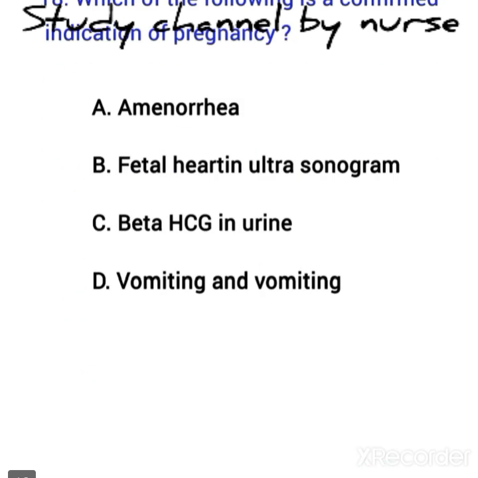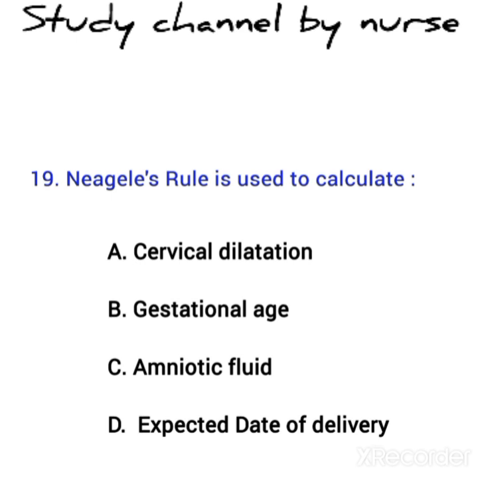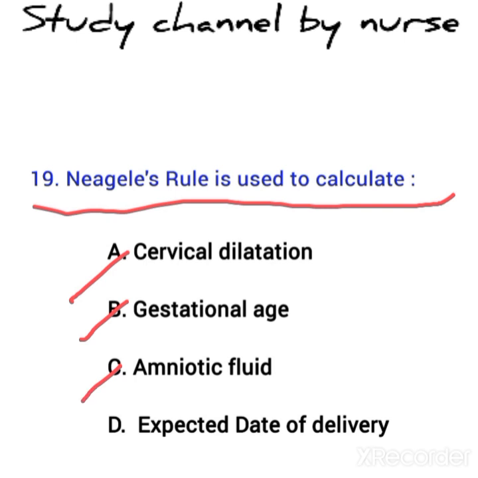Next, question number 19. Naegele's rule is used to calculate option A cervical dilation. Option B gestational age. Option C amniotic fluid. Option D expected date of delivery. And the correct answer is option D, expected date of delivery.